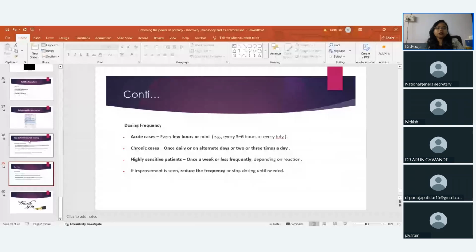If you are thinking about the frequency of doses in acute, chronic or highly sensitive patients: in acute cases we can give every hour, every 3 to 6 hours, or every 10 to 15 minutes. In chronic cases, we can give daily, BD, TDS or on alternate days. In highly sensitive patients, we can give once a week or less frequently depending on the reaction of the patient. If improvement is seen, reduce the frequency or stop dosing until improvement. So this is all about today's session.